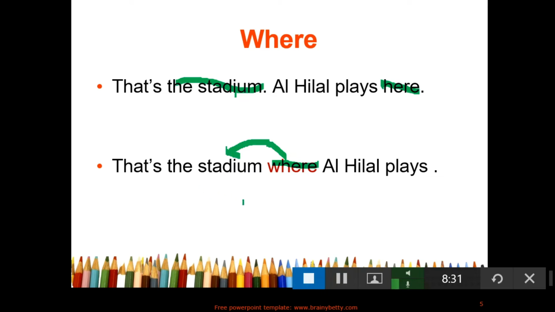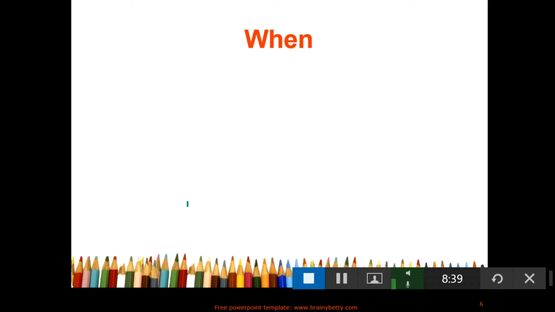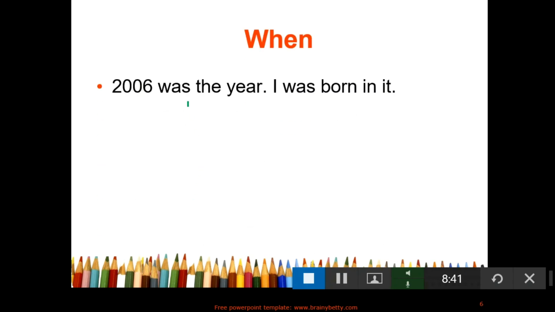Okay, the next relative pronoun is used for place: where. Okay, the last one, when. For example, 2006 was the year, that's one sentence. I was born in it, that's another sentence. Is when here a question word? No, it's a relative pronoun to join two sentences together and make them one sentence.